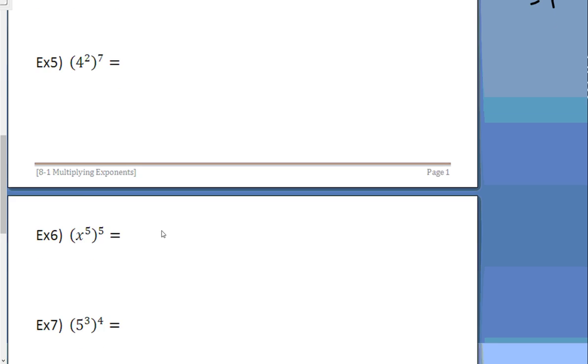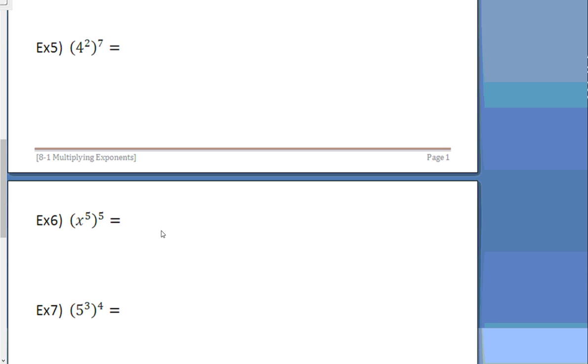All right, next example. 4 squared to the 7th. In this problem, what I want you to do is recognize that 4 squared to the 7th means you have 4 squared 7 times. You know what, let's make our lives easier. Let's make this 4, just to make our lives easier. I don't want to write 7 of those, and neither do you. 4 squared to the 4th means how many 4 squareds do I have? 4 of them. 1, 2, 3, 4.